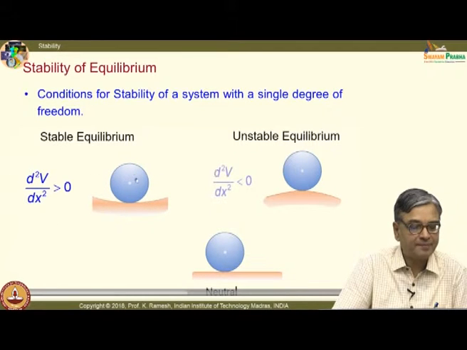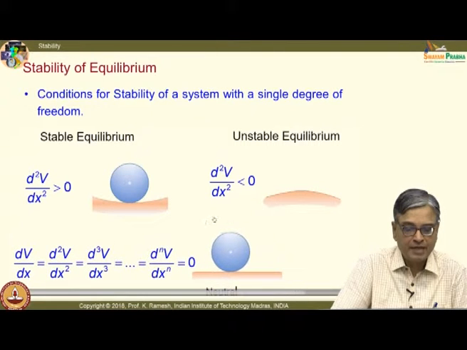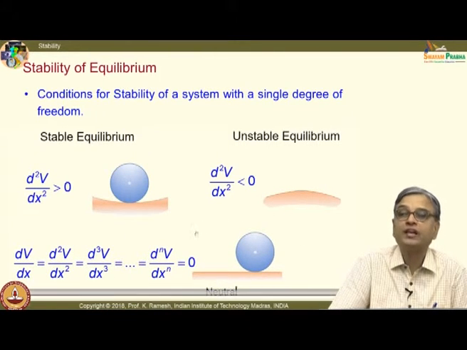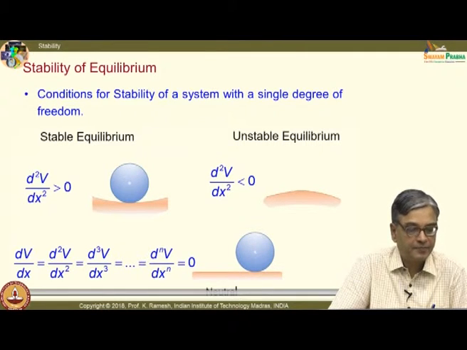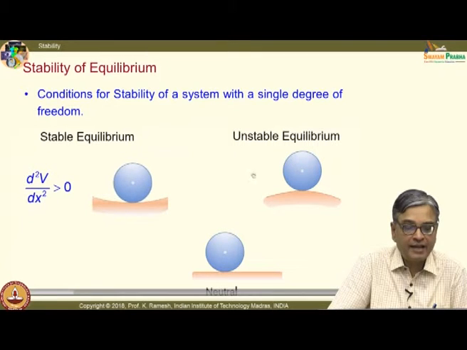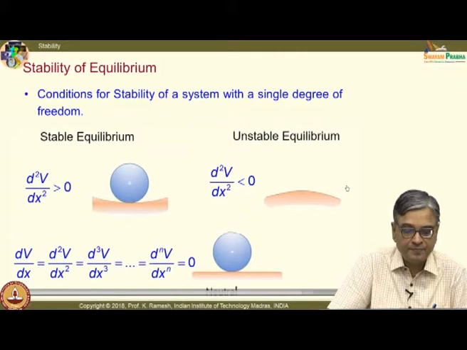So, we have a nice example here. What is the meaning of stable equilibrium, unstable equilibrium, and what is the neutral equilibrium? We also look at the associated mathematical condition. When the second derivative d squared V by dx squared is greater than 0, I have a stable equilibrium. When I have d squared V by dx squared less than 0, I have an unstable equilibrium.